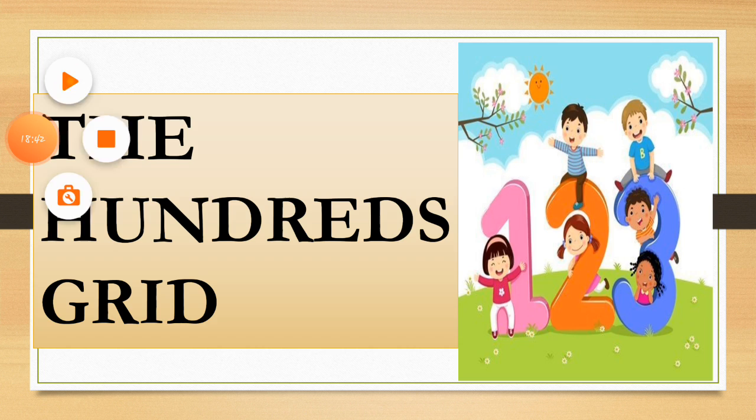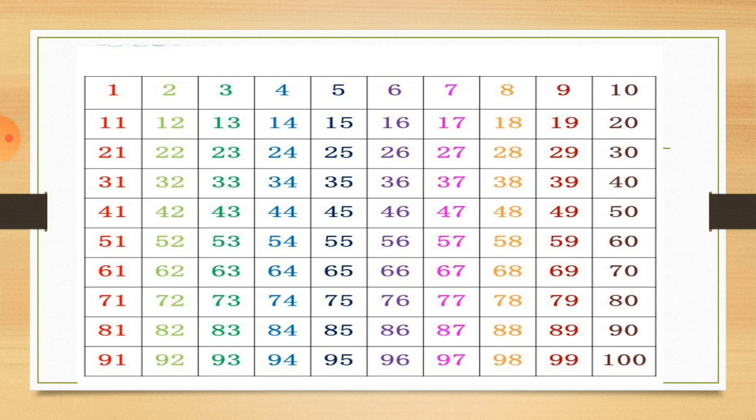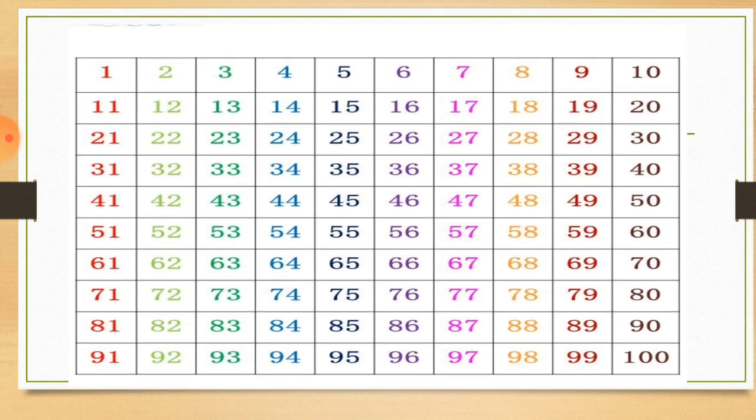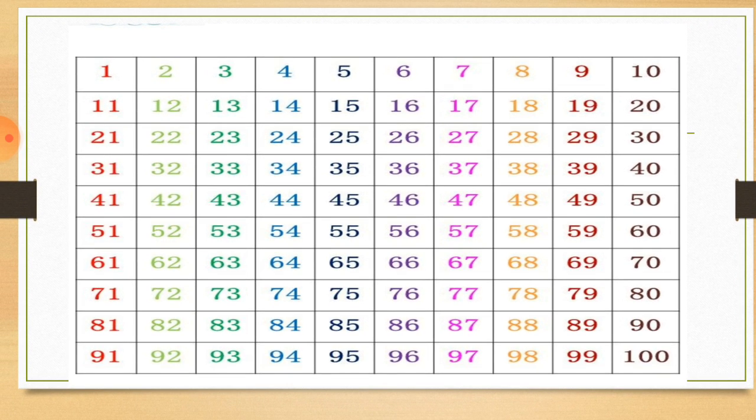Let's start. So here is our today's topic, which is the hundreds grid. So let's start understanding what the hundreds grid is. So here is the table. You can see this. Here are the numbers 1 to 100. You can see it on the screen. You can add or subtract numbers using this 100 numbers table. Hundreds grid means the numbers 1 to 100 in a table.